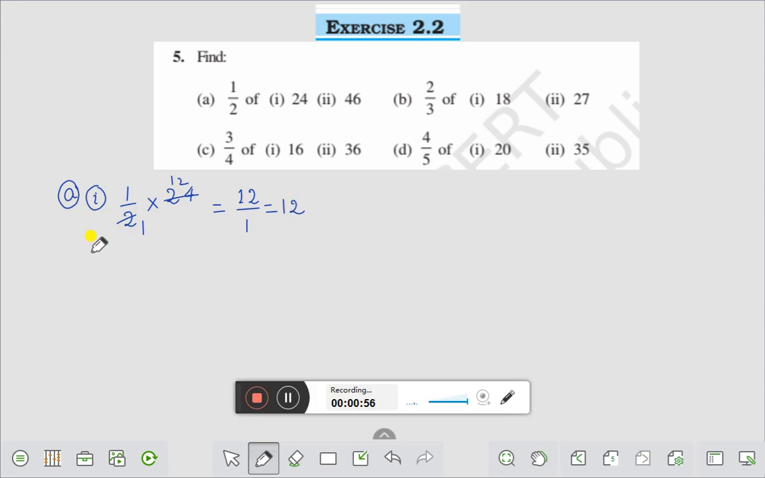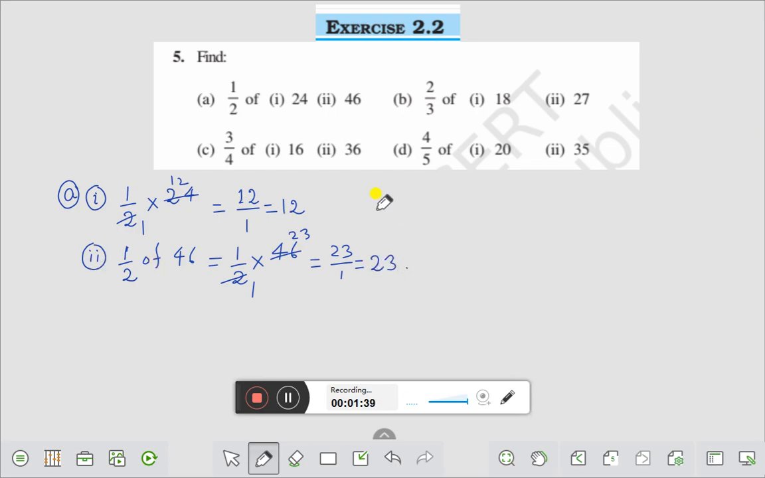Right? Now question number A2, 1 by 2 of 46. That is equal to, of means multiply, 1 by 2 into 46. Now if we convert into lowest term, 2 1 is 2, 2 2 is 4 and 2 3 is 6. That is equal to 23 by 1, that is equal to 23.